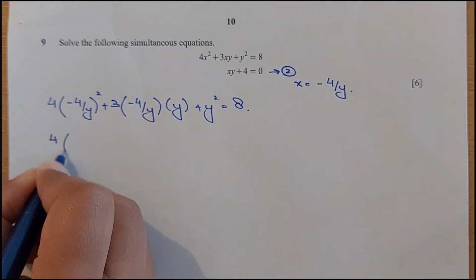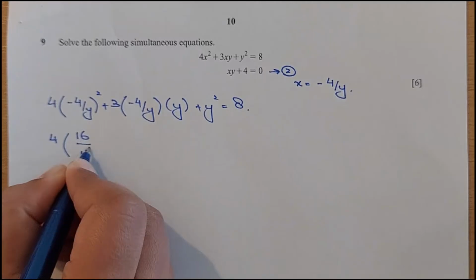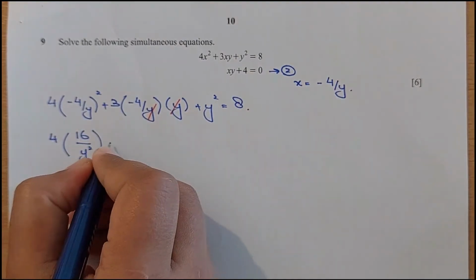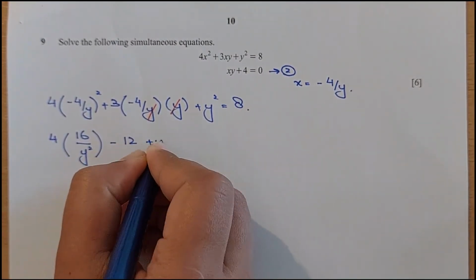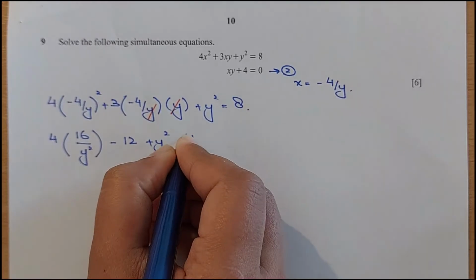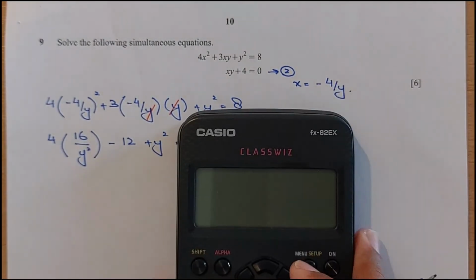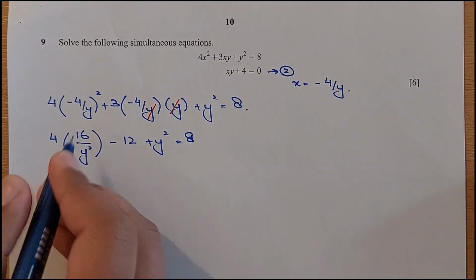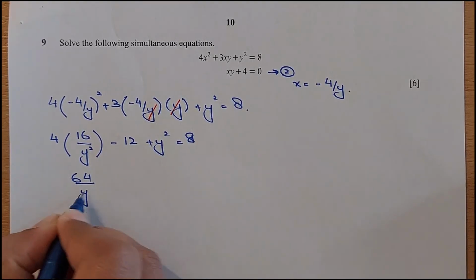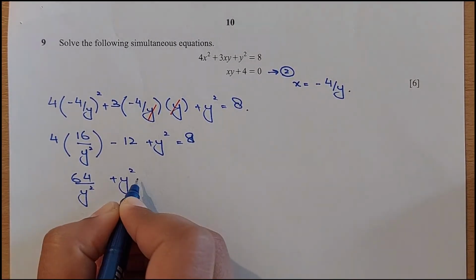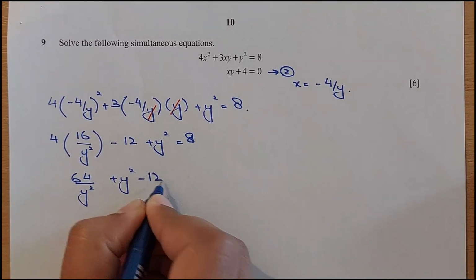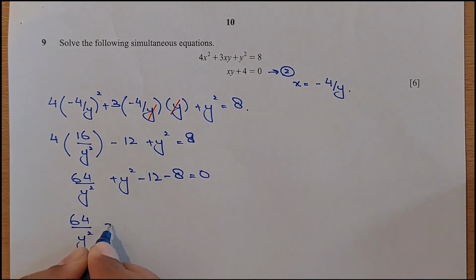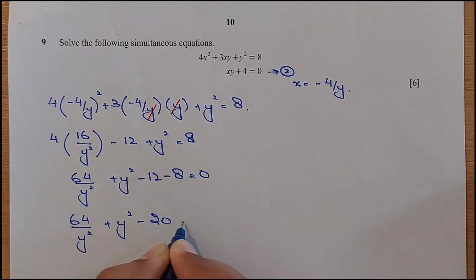So this is 4 times 16, since 4 squared is 16, divided by y squared, right? And we have y cancelled with y. We have 3 times 4, which is 12, so minus 12 plus y squared equals 8, not 18, sorry. Now 4 times 16 is 64. So 64 by y squared plus y squared, minus 12 minus 8, equals 0. So 64 by y squared plus y squared minus 20 equals 0.